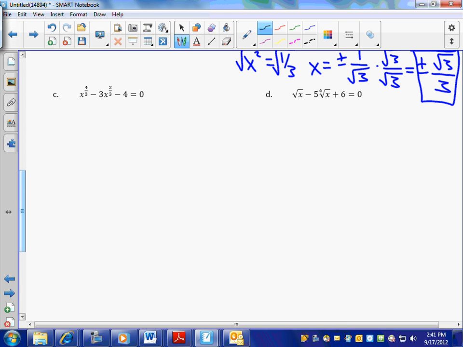Square root of x minus 5, fourth root of x plus 6. This doesn't look like it has quadratic form because you have a square root here, and so you know how is that twice the 4? I don't know. Let's write it in fractional exponents to show that it does in fact have quadratic form. This would be x to what power? 1/2. Good. Minus 5x to the 1/4. Good. Plus 6 equals zero.